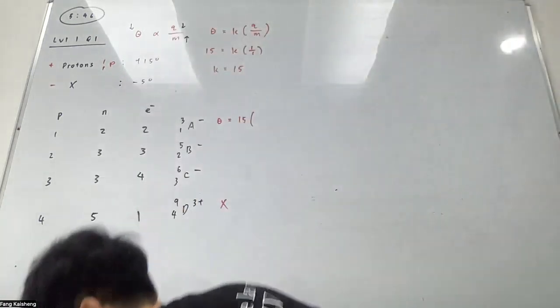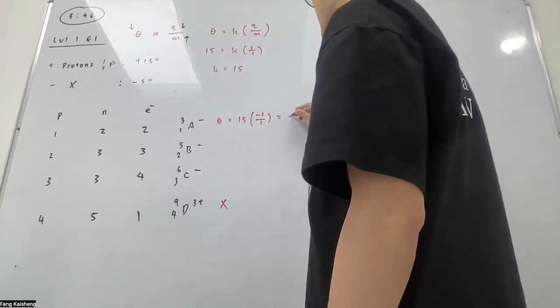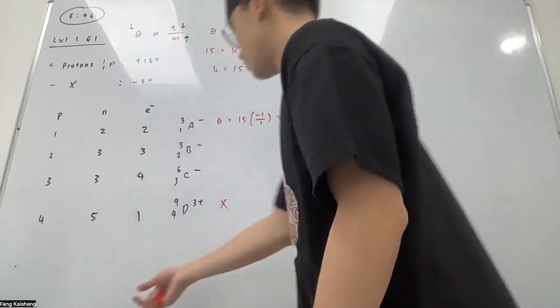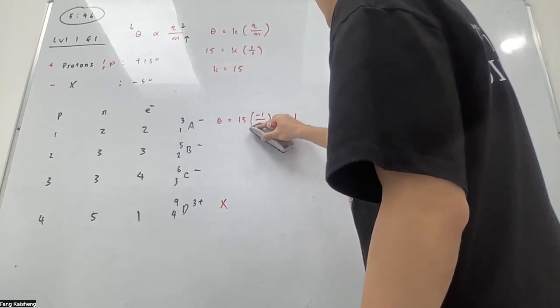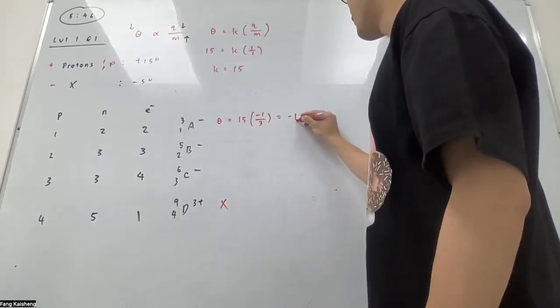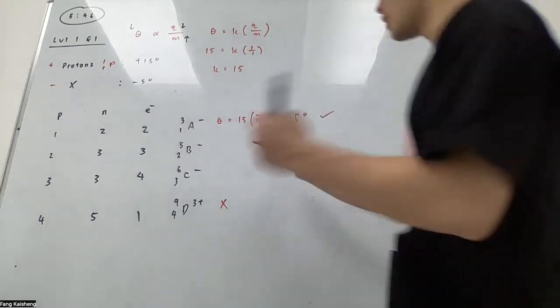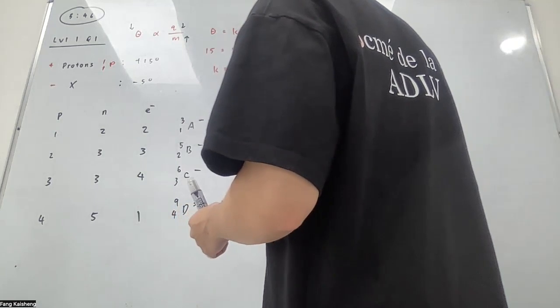Okay, good. -1 over 1, which is negative. Oops, my bad. -1 over 3. Okay, so you can get -5 degrees. That's why this is the answer. Calculate for the rest. Okay, very quickly, and this is the most efficient method.